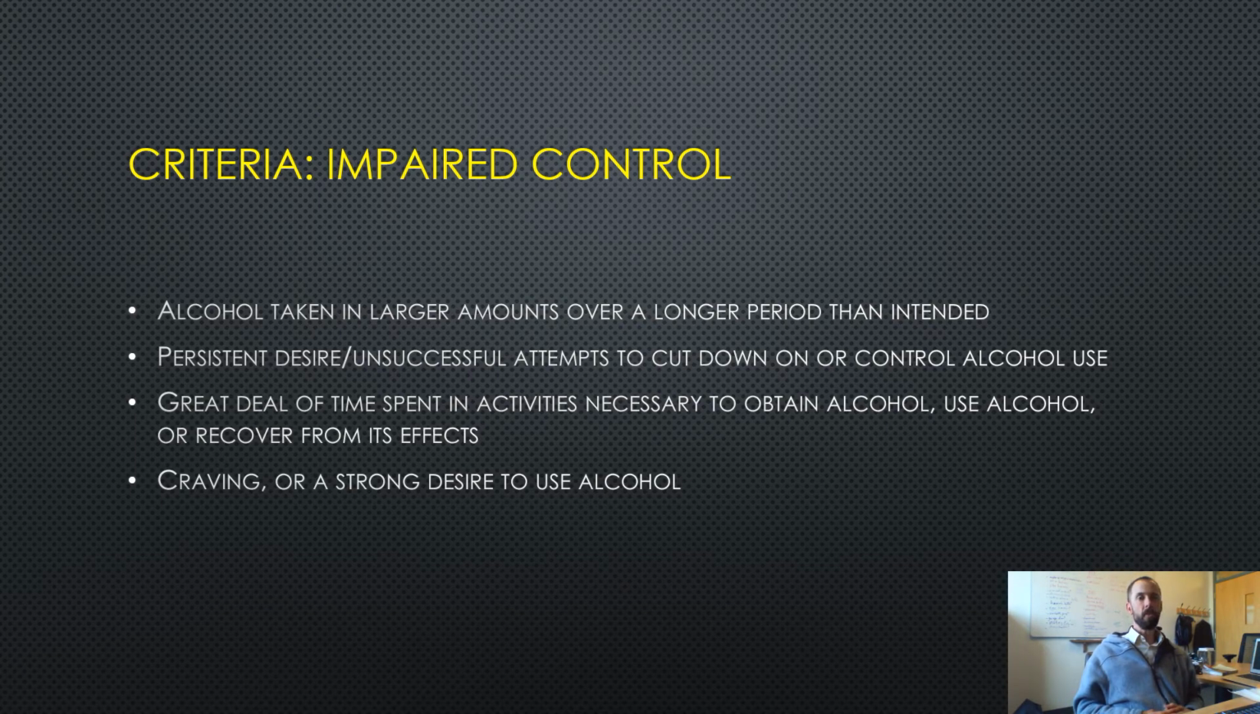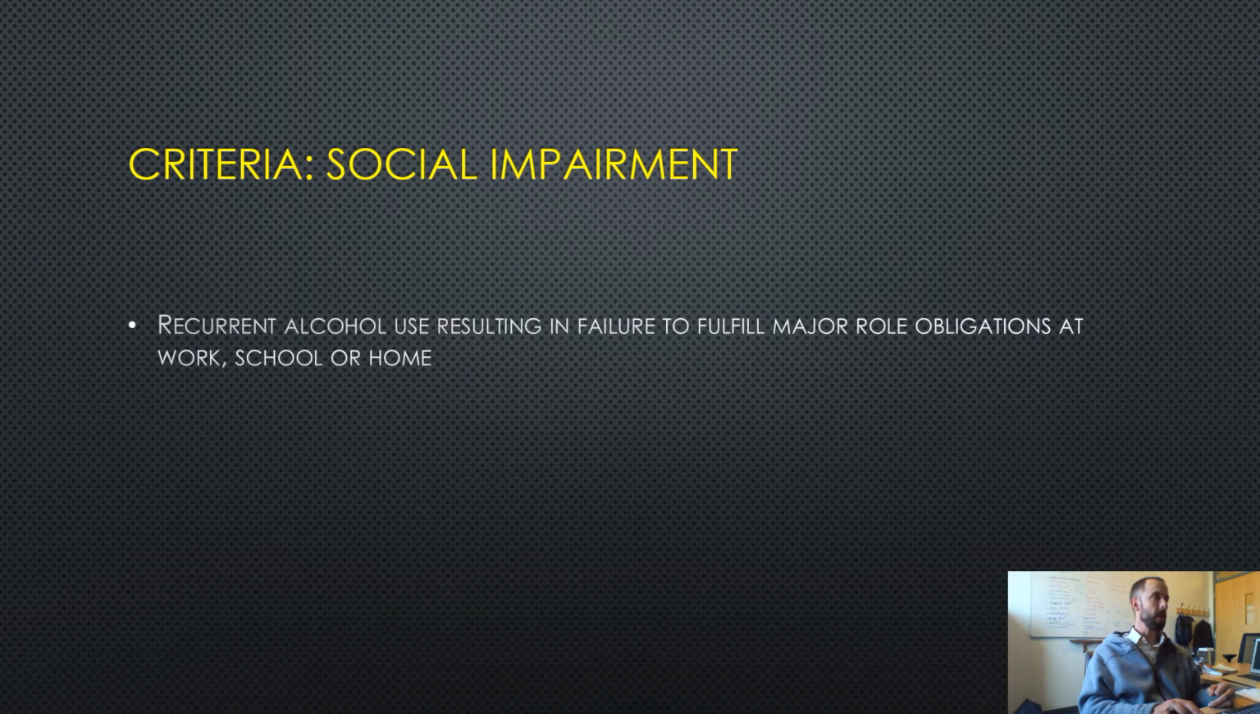But impaired control, so in other words, you're trying to control your drinking, but you don't do it. You lose control. So you take more alcohol than you intended. So you say, I'm going to go out for 1 drink with my friend. You end up having 5. You try to cut down on your drinking, but you can't. You spend a lot of time obtaining alcohol or using alcohol or recovering from its effects. So it's taking up a lot of your life. Or you have cravings or strong desires to use alcohol. So that's impaired control. That's 4 symptoms right there.